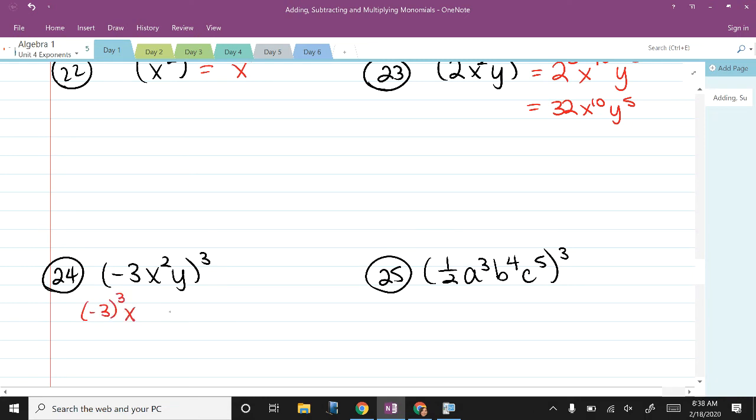X gets what's power? Try again. Power of power. We multiply. 2 times 3 is 6. And Y gets what power? Third. So if it already has a power, you multiply. Y'all with me? And everything else gets the outside power. And then lastly, we evaluate -3 to the third power. Now, if you're putting that in your calculator, you need to use parentheses.